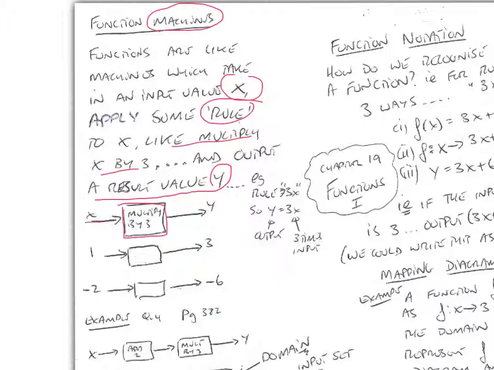So if I put in x is equal to 1 in here, then we multiply that 1 by 3 and we get an output of 3, like a y value. If I put minus 2 into the box and I multiply by 3, then I get an output of minus 2 times 3, minus 6.